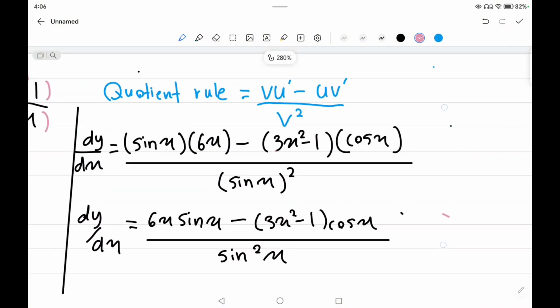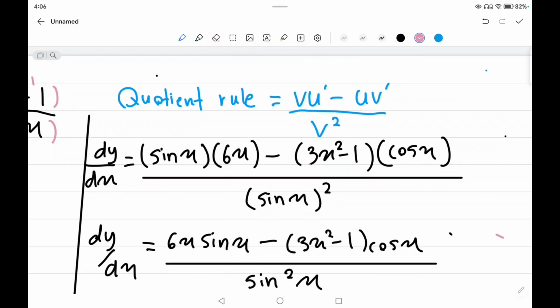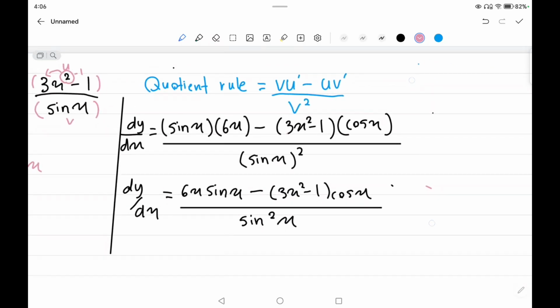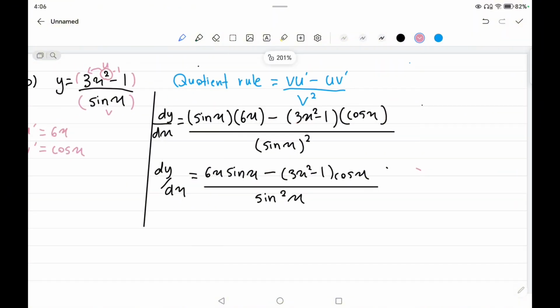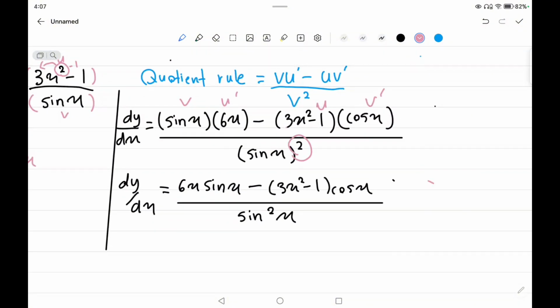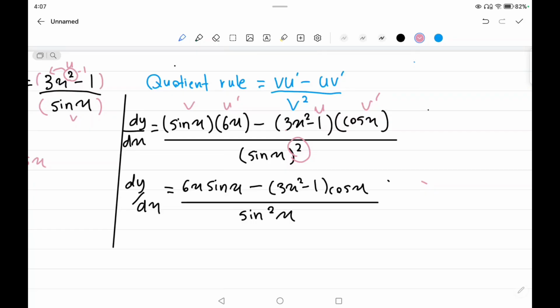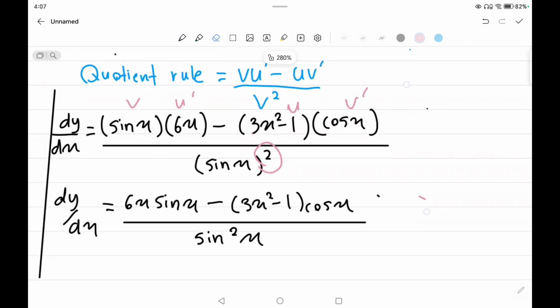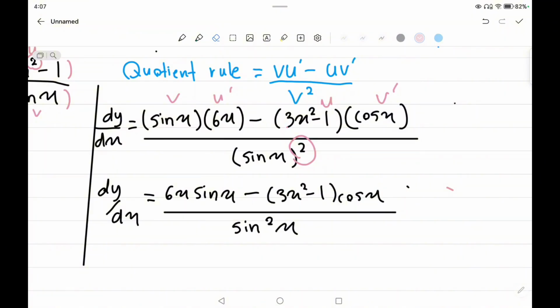Okay, moving on. Here I already substituted u, v, u prime and v prime into the quotient rule formula. This is our v, this is our u prime, and this is our u v prime. Then we minus them, just like in the formula, and don't forget that this v needs to have the power of 2. Then our final answer will be 6x sin x minus 3x squared minus 1 cos x, divided by sin squared x. Okay, that's all. Thank you.